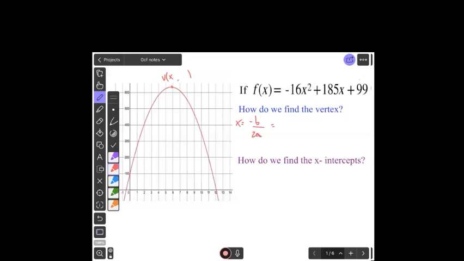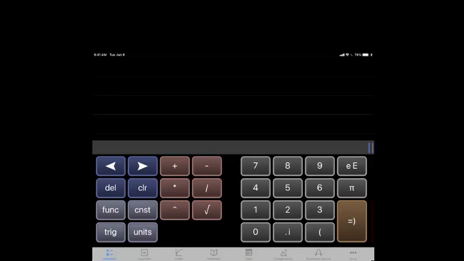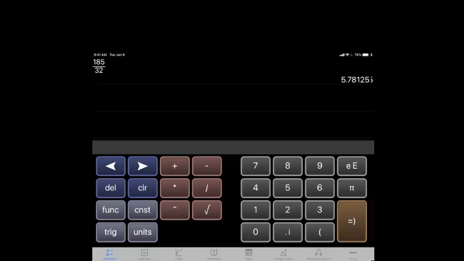So in this case, it would be negative 185 over 2 times negative 16. Let's see what that's equal to. So 185, and then 2 times 16 is 32. I know the answer is going to be positive because I have 2 negatives, so I don't need to worry about that. So I get 5.78.